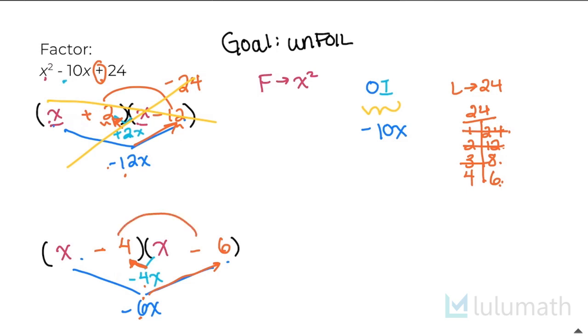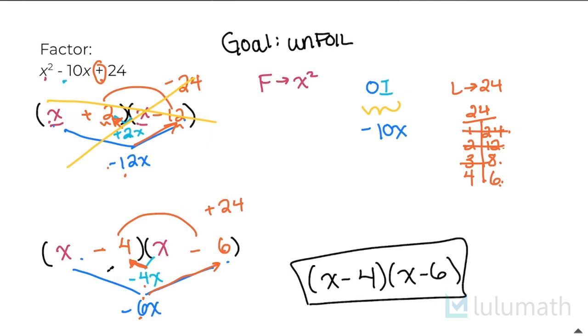And if I were to multiply negative 4 by negative 6, I get the positive 24 that I'm looking for, which means that this is the correct answer. So my final answer will be x minus 4 multiplied by x minus 6.